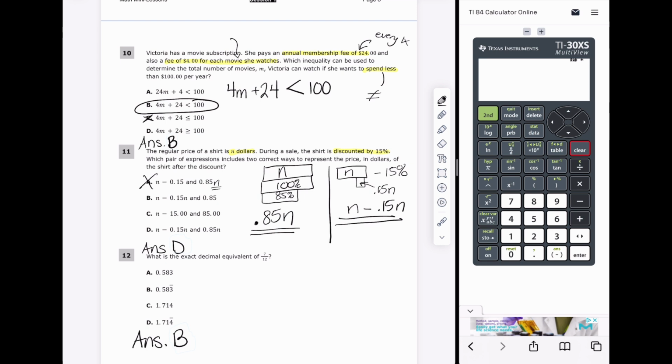Because it's 85% of N. In the second one, I have the first part again. Oops. Notice even here it didn't have it. So this is okay. But here they still don't have that N. So I got to mark that wrong. For C, they're just doing whatever the price is minus $15. That's not okay. And the D is the only one that matches it exactly. N minus 0.15N and 0.85N.